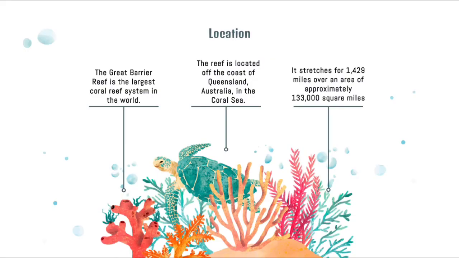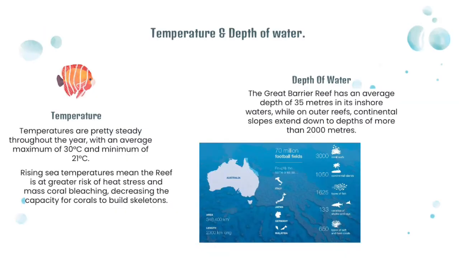Location. The Great Barrier Reef is the largest coral reef system in the world. The reef is located off the coast of Queensland, Australia, in the Coral Sea, and it stretches for 1,429 miles over an area of approximately 133,000 square miles.